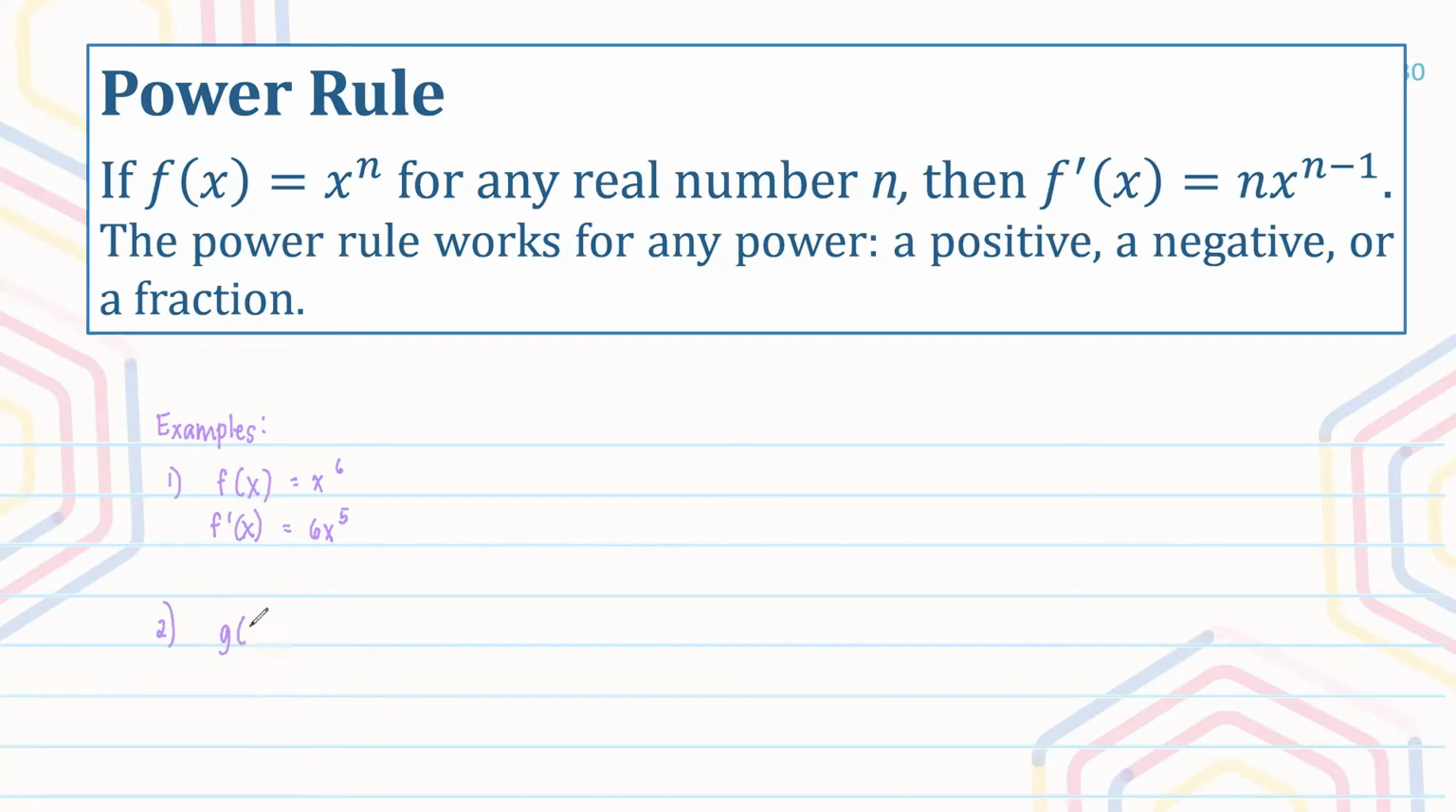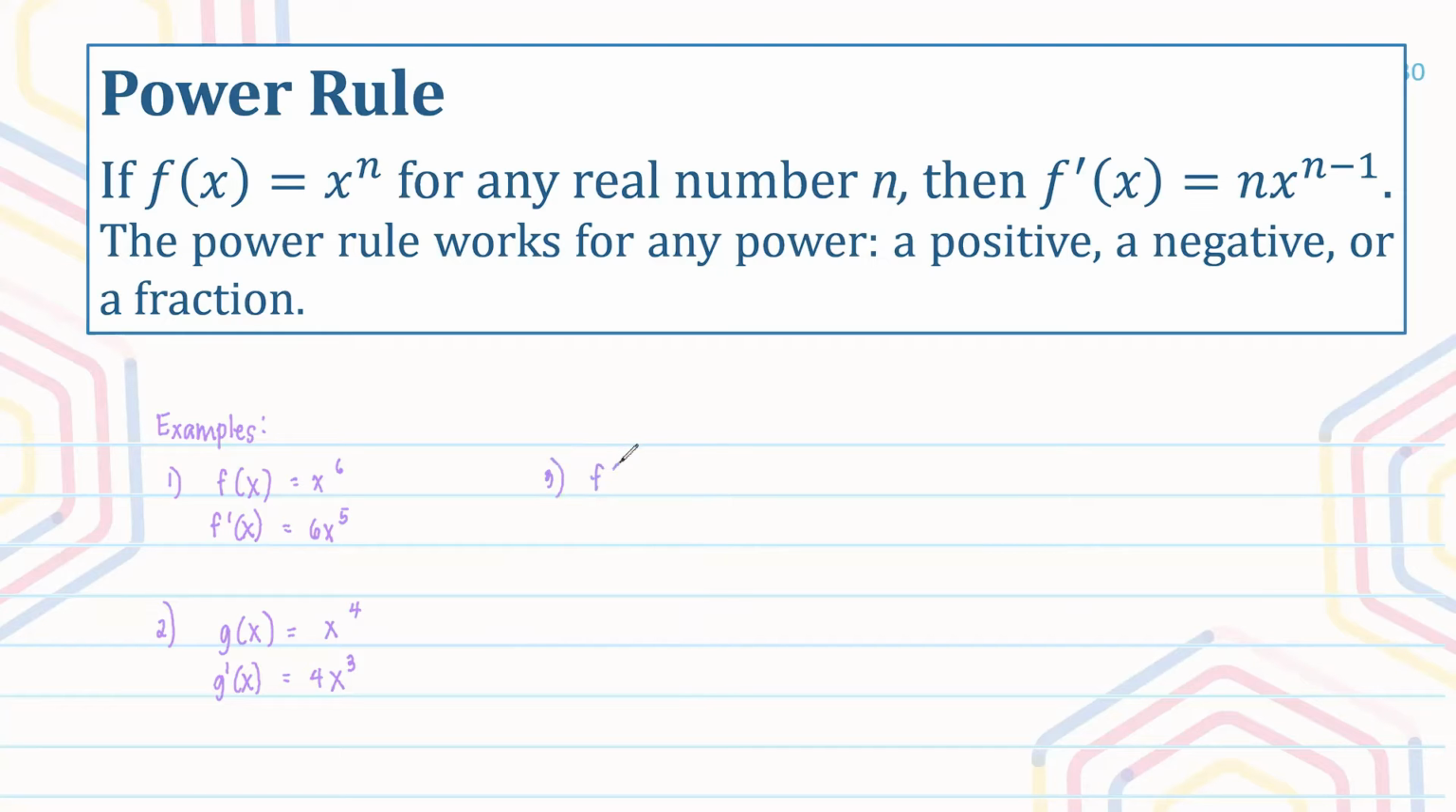Next example, we have g of x is equal to x raised to 4. So our n here is 4. So we have g prime of x is equal to 4 x raised to 4 minus 1, that is 3. So g prime of x is 4x cubed.